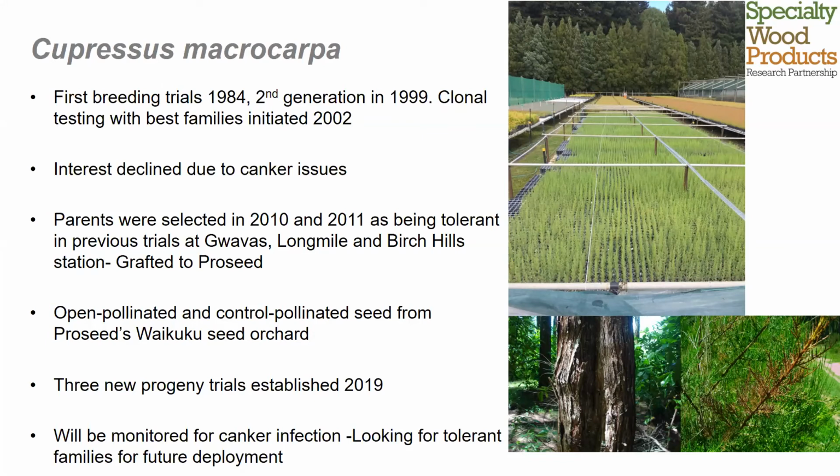So in 2018 there was funding made available to plant this material out, so we got 3 new progeny trials in 2019. We'll be monitoring those for canker infection. We really want to find tolerant families for future deployment and increase grower confidence in planting macrocarpa again.